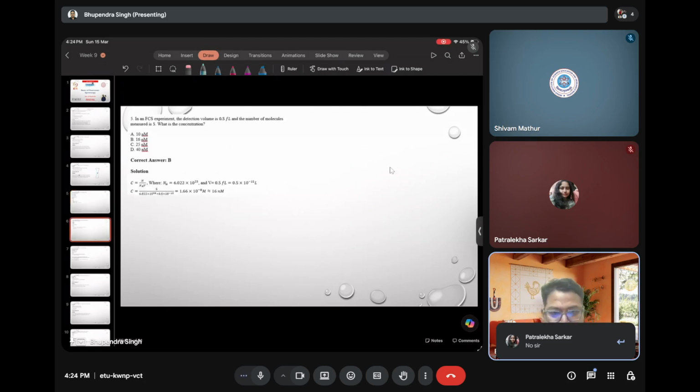This you need to figure it out first. In an FCS experiment, the detection volume is 0.5 femtoliter, and the number of molecules measured is 5. What is the concentration?